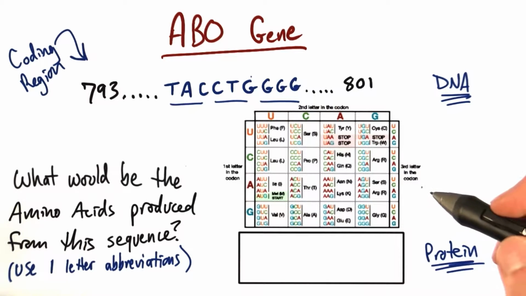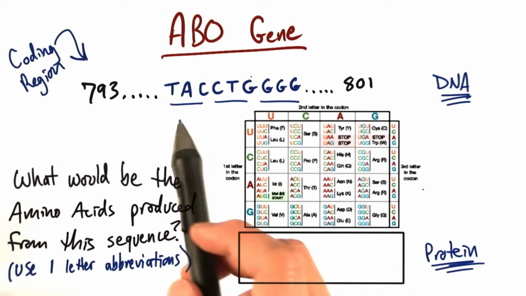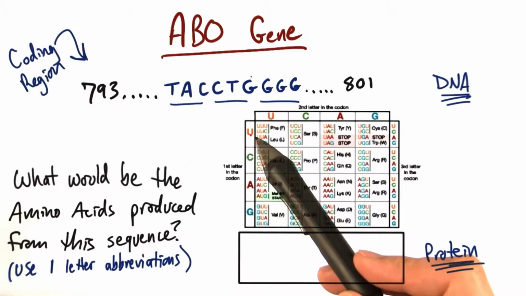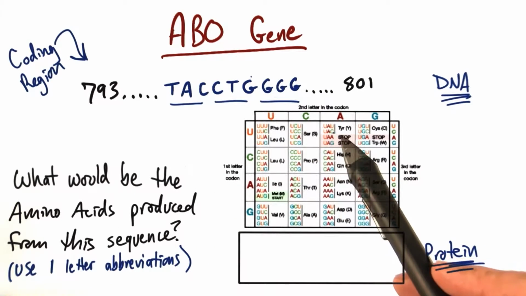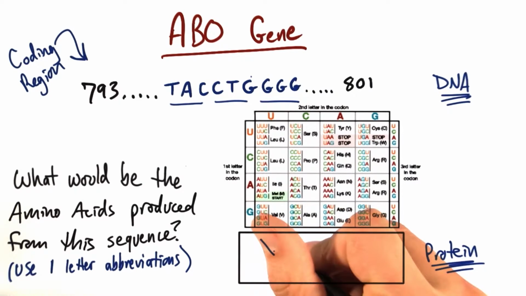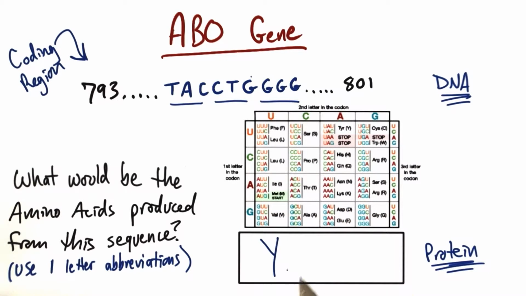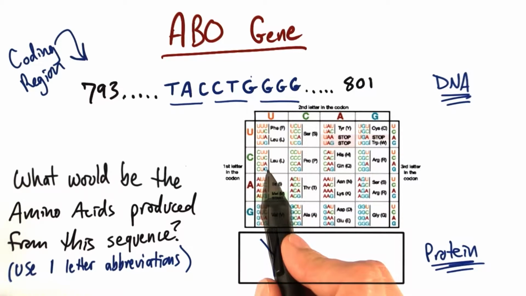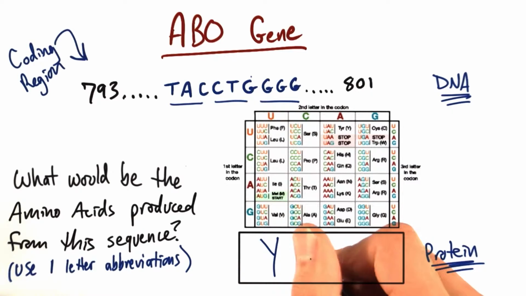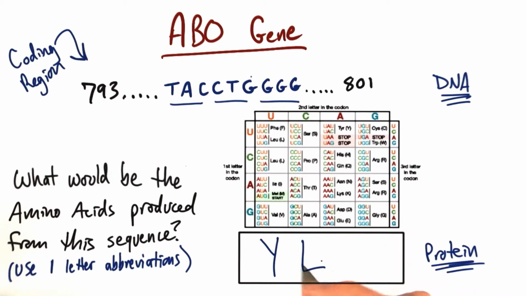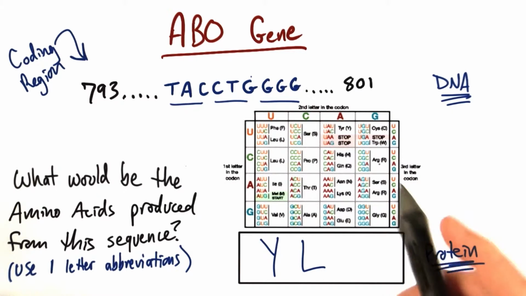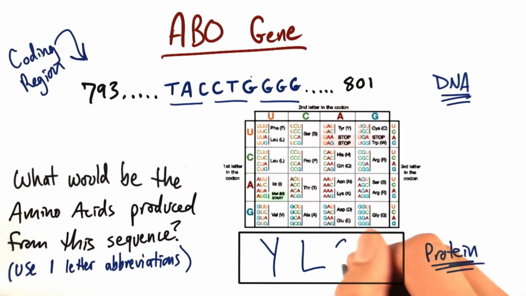Okay, let's take a look at the answer. If we use our genetic code, we see that the first codon is TAC. So I'm going to look here, UAC, and that's tyrosine, which we symbolize with Y. And then I'm going to take the next one, CTG, CUG, which would be leucine, or L. And then I'm going to take the last one, which is GGG, and look for GGG, glycine, which is symbolized with a G. So the answer is YLG.